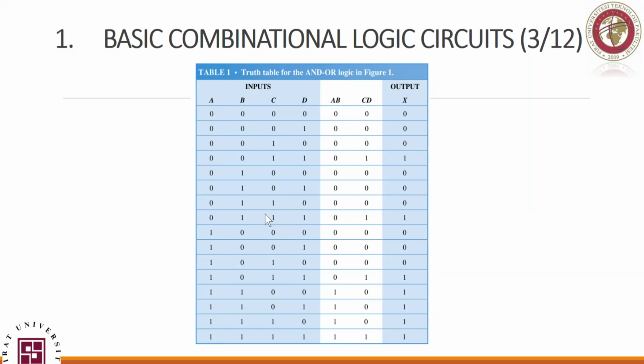Now look, here both of them are high, that means X is high. How about here? Also high, so CD is high and X is high, X is the output. How about here? Then AB is high, X is high. AB is high, also X is high. How about AB is high and CD also is high? Either A and B or C and D should be high, or both of them, it doesn't matter in that case, because we are ORing these terms. That means output X will also be high.